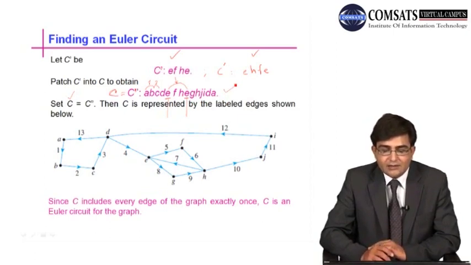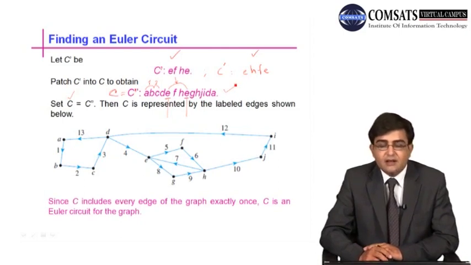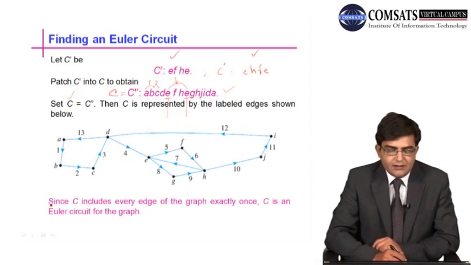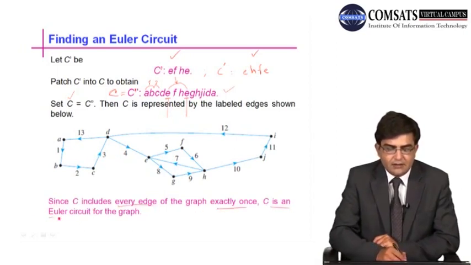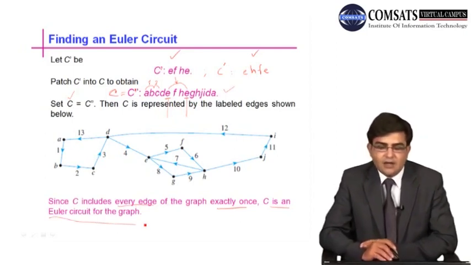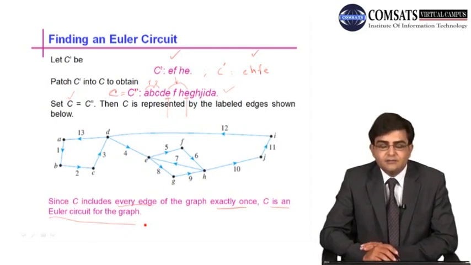So edge is not repeating here in this circuit, therefore this is an Euler circuit which we have constructed in the graph G. Since C includes every edge of the graph exactly once, C is an Euler circuit for the graph. So this is how we can construct an Euler circuit from any graph G which is given.